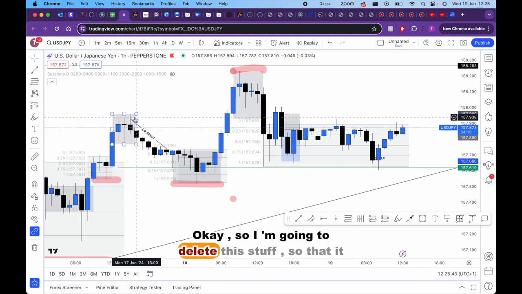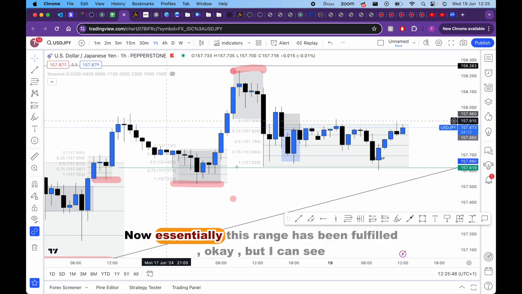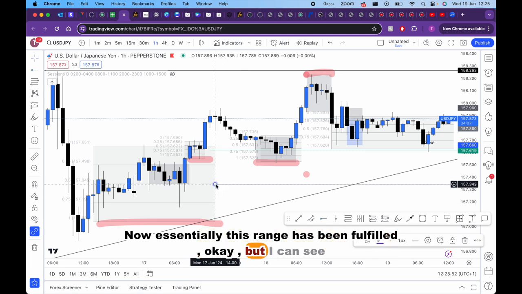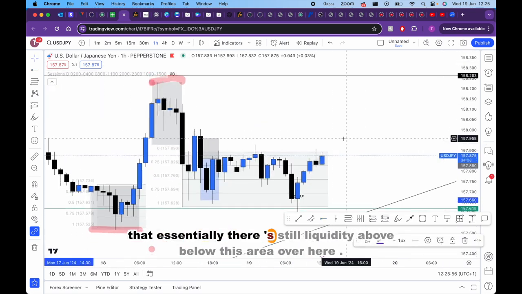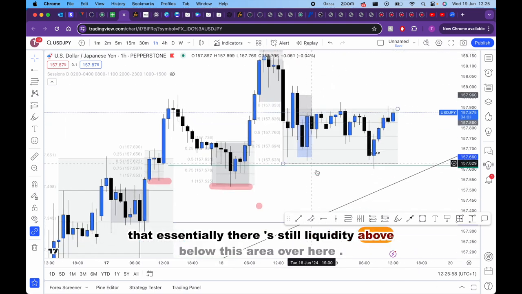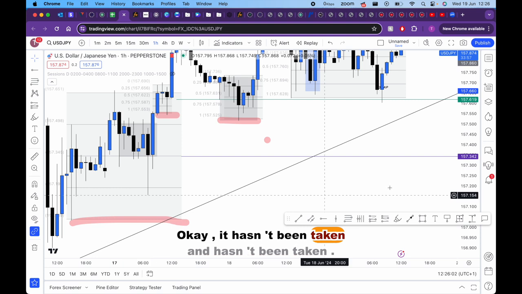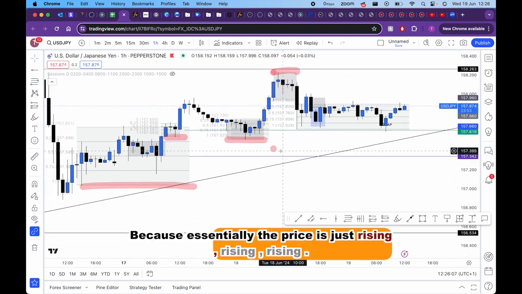Okay, so I'm going to delete this stuff so that it becomes a bit more clear. Now essentially this range has been fulfilled, okay, but I can see that essentially there's still liquidity below this area over here. Okay, it hasn't been taken. Why? Because essentially the price is just rising.